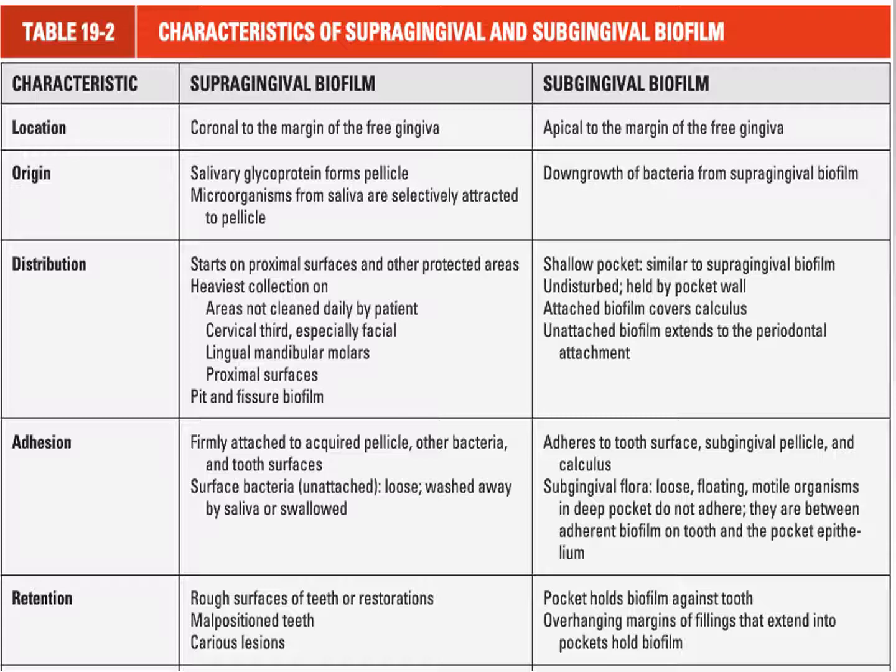And then for subgingival, you're going to see a shallow pocket. It's going to be similar to the supragingival biofilm. If left undisturbed, held in the pocket wall, attached biofilm then starts to cover calculus, and unattached biofilm extends to the periodontal attachment. I'll let you guys finish reading the rest of this.